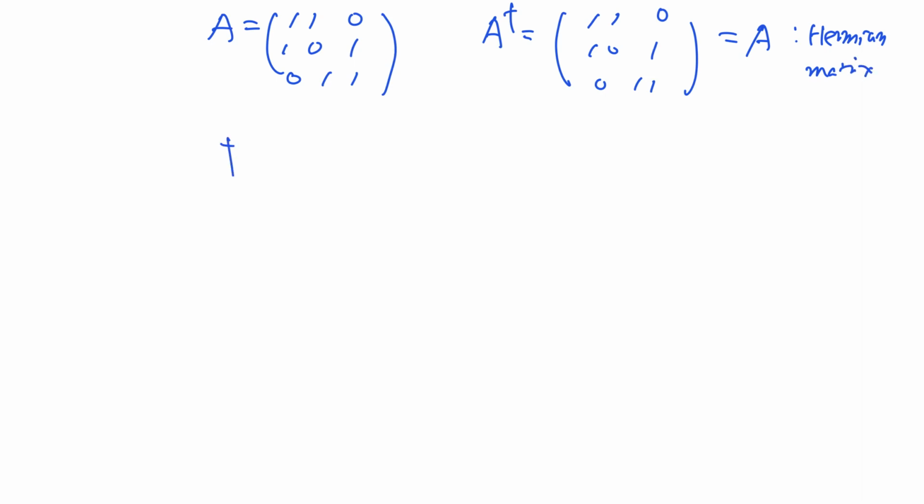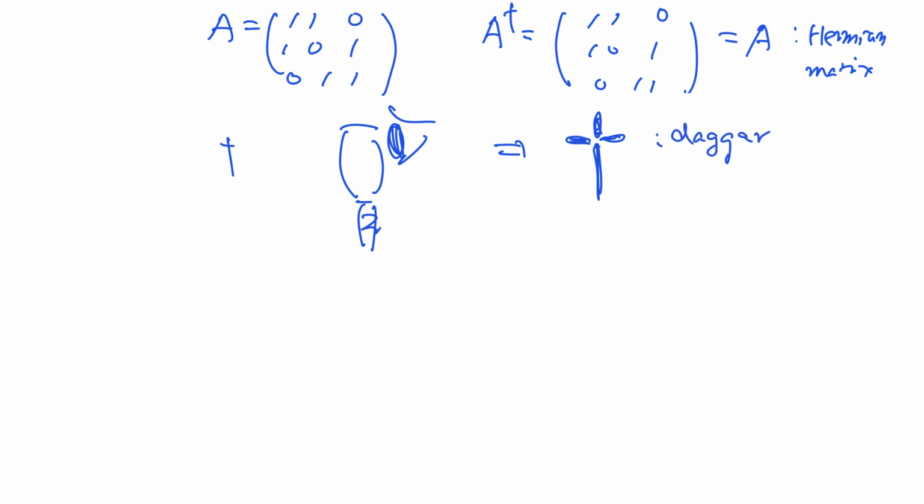So this notation, if we have a magnifying glass, will become something like this: dagger. So the adjoint operator is denoted with a dagger, right? Dagger.